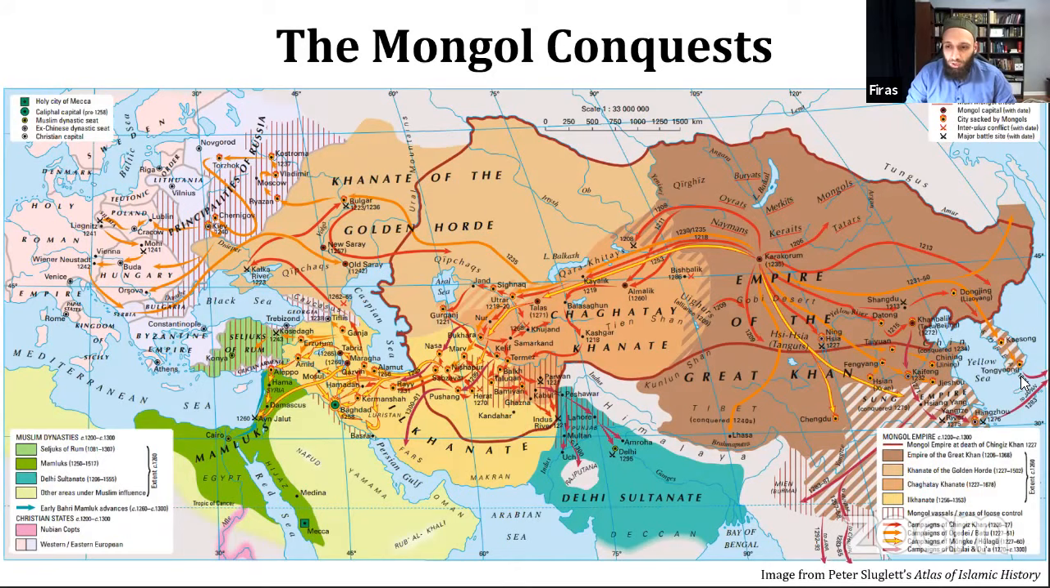But if you just look at Karakorum, the kind of heartland of where the Mongols are founded, you can see all these red arrows coming out of that. And those are the campaigns of Chinggis Khan himself. He begins with the conquest of Northern China.